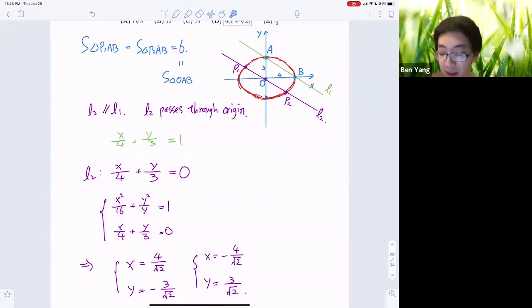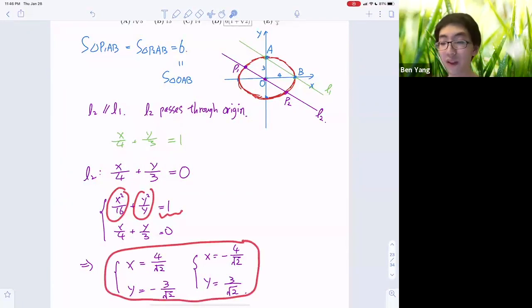Okay, so basically it's because x over 4 and y over 3 are negations of each other, right? So that means the square of x over 4 and the square of y over 3 are the same. But their sum is equal to 1. So each of them should be 1/2. That's why we have these two solutions.